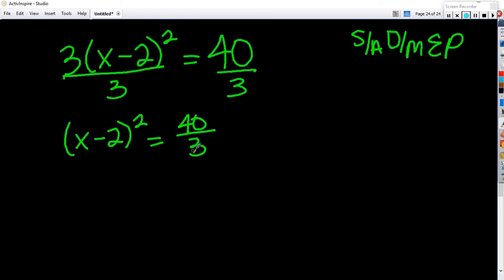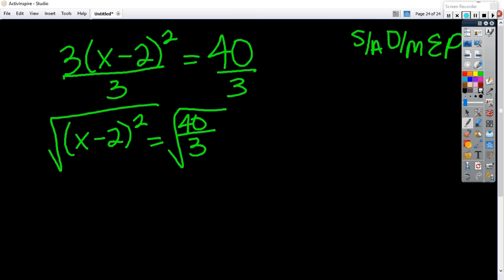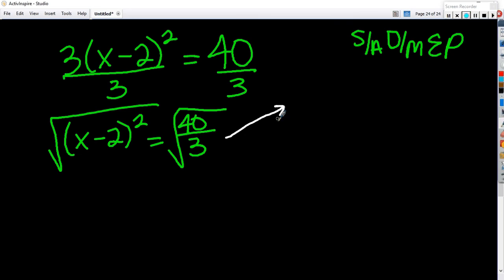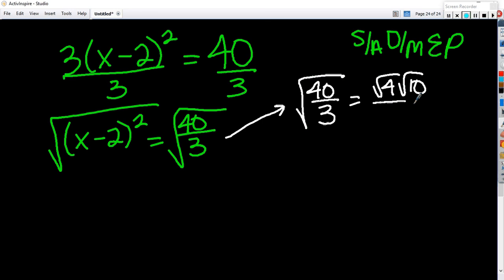Now, this is starting to look like what we did last night when we had a fraction with a radical over the whole fraction. So let's digress over here to the side, because every time we do a radical, we need to make sure we simplify it. How do I simplify the square root of 40 over 3? 4 times 10 up top, you're absolutely right. So square root of 4 times 10, and on the bottom, I got square root of 3.